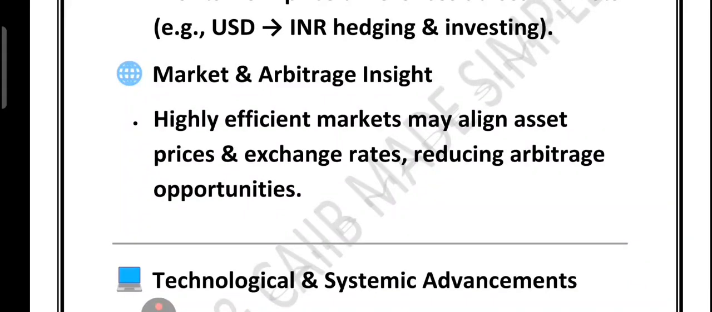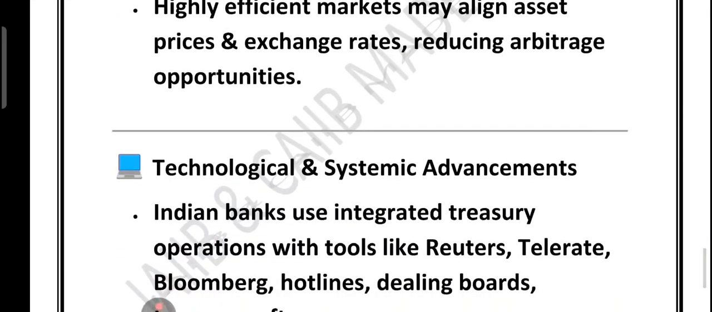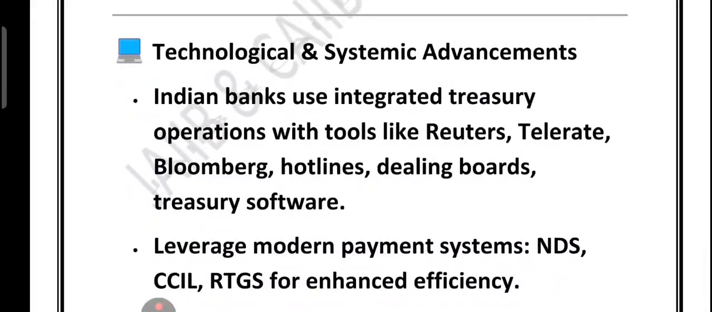Then we have market and arbitrage insight. In a highly efficient market, asset prices and exchange rates are well aligned. This reduces the scope for arbitrage opportunity. So if you have a highly efficient market, there is low scope for arbitrage. And Indian banks use integrated treasury operations with advanced tools like Reuters, Bloomberg, hotlines, dealing board, etc.